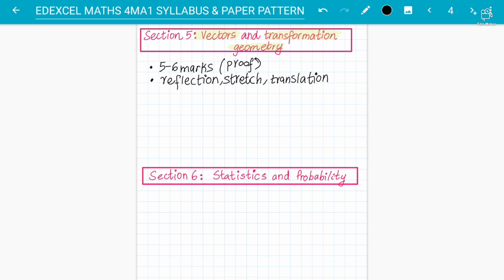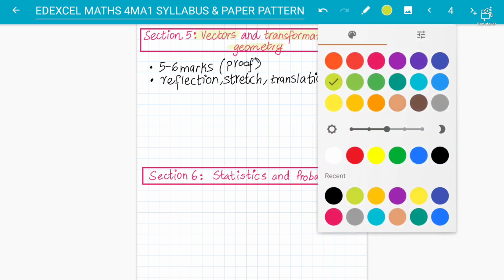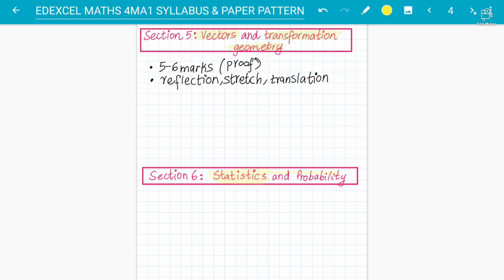Okay, then we have section number 6, which is a basic one, that is about statistics and probability, and they test different types of representation of data. So you can say it's like histograms. This is also easy level, or medium level of easy. This can be high difficulty level as well, sir.